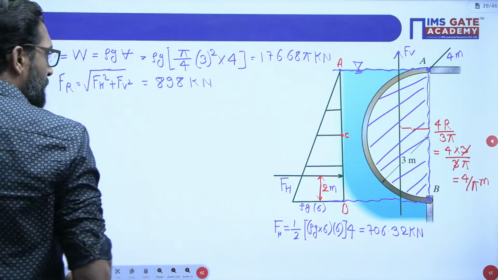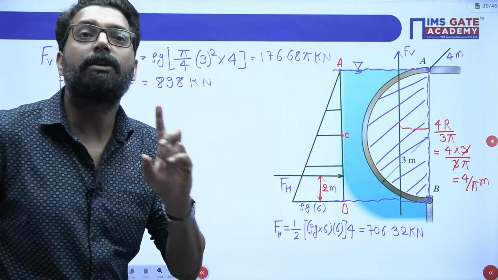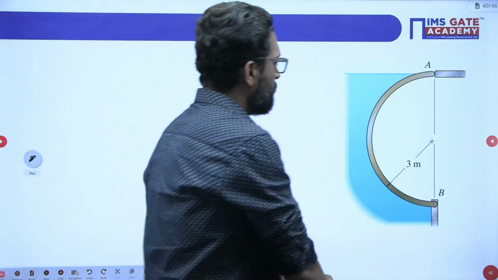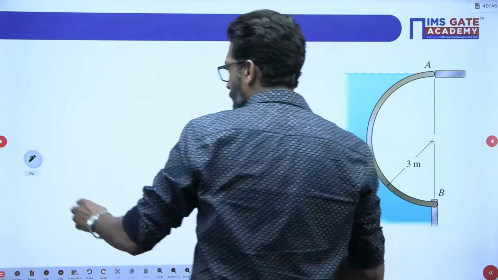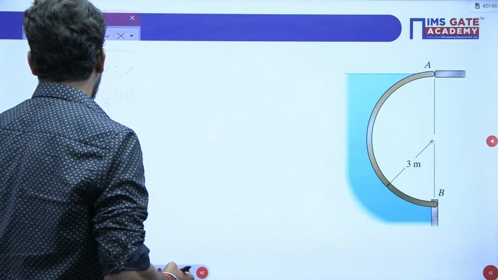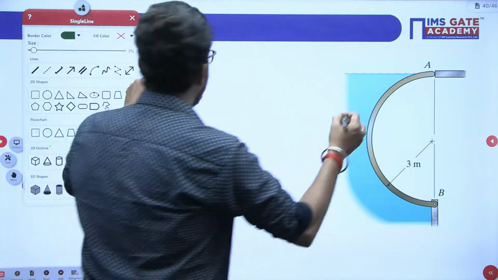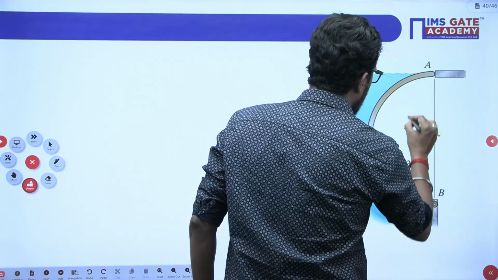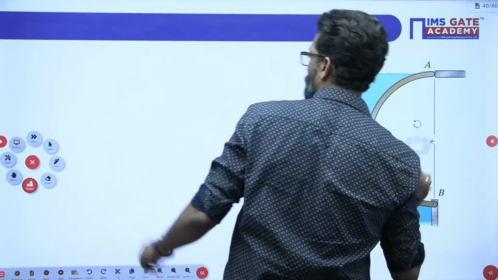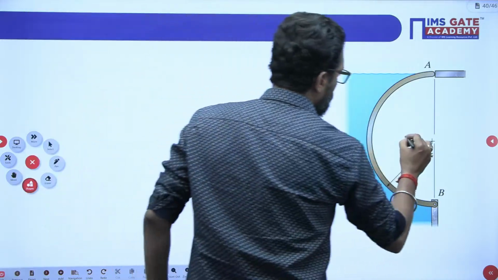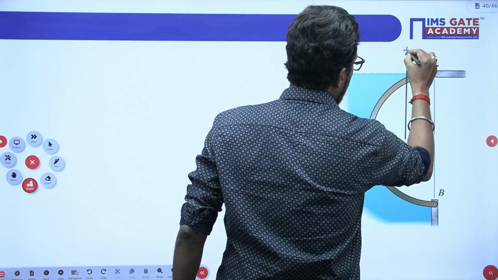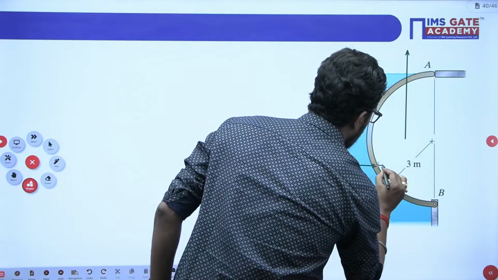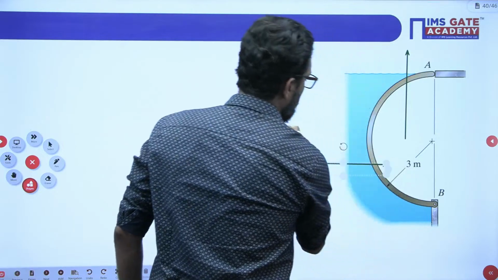If you calculate the reaction at points A and B, we have to draw the free body diagram. Let's suppose this is the free body diagram. This is very important now. From here, there is a vertical force that will pass. This is a vertical force. Here, there is a horizontal force. So this is FH.